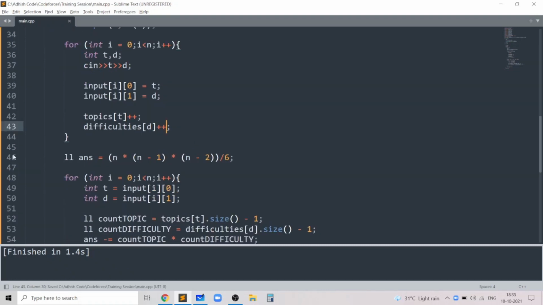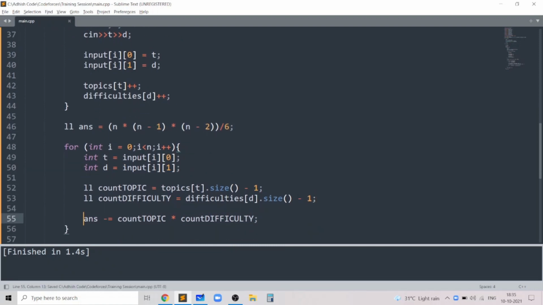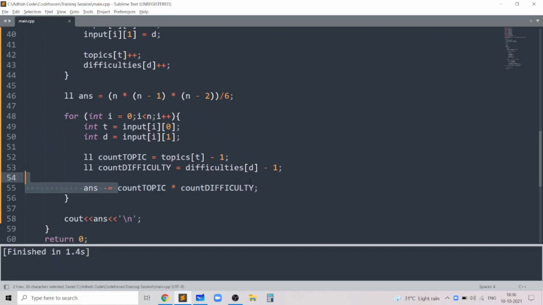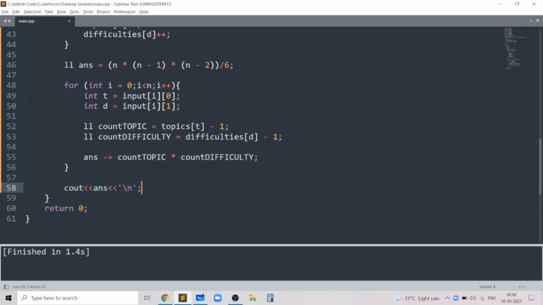And when we read the input, the total answer will be n choose 3 initially, and we'll decrease it by the product of these two counts. So the first value will be topics of T -1, and the second value will be difficulties of D -1. And when we multiply those two, we'll get the bad number of indices which have this particular T as common and this particular D as the common difficulty. And then in the end, we print the answer, which is n choose 3 minus the number of such bad triples.